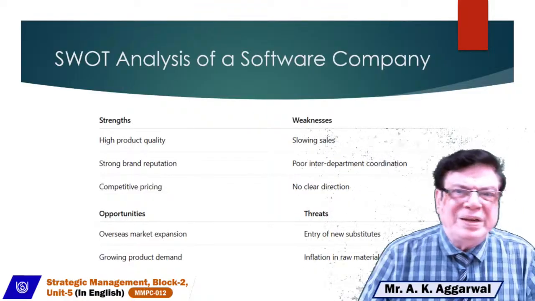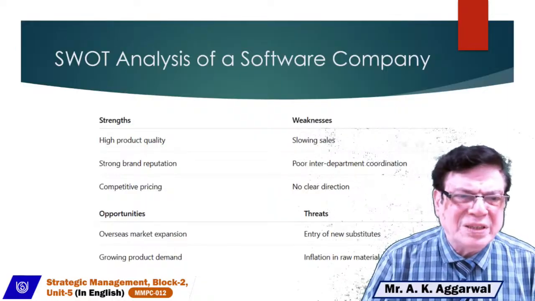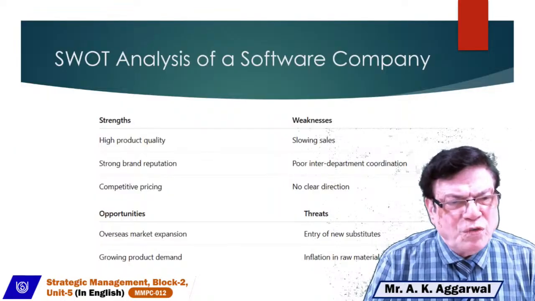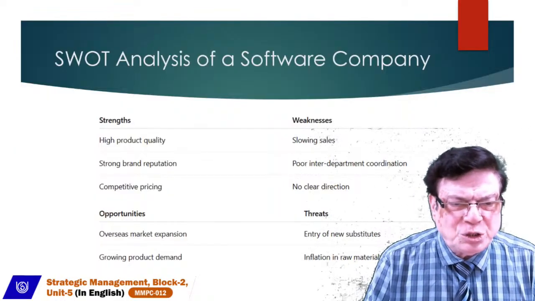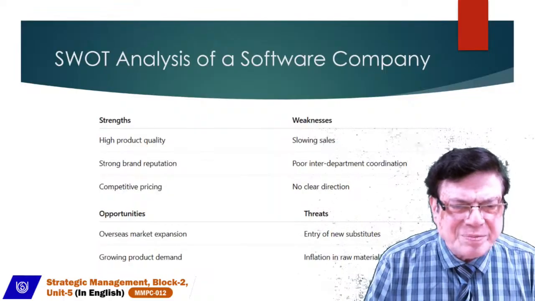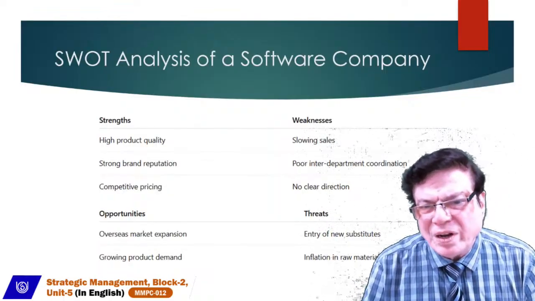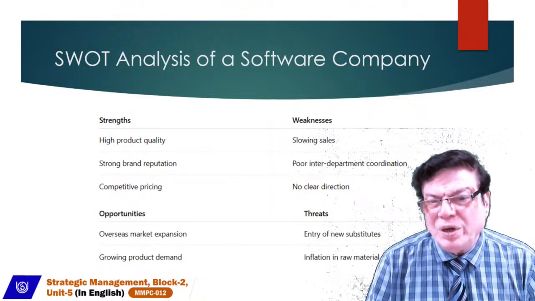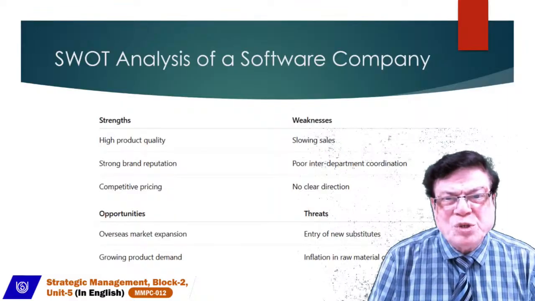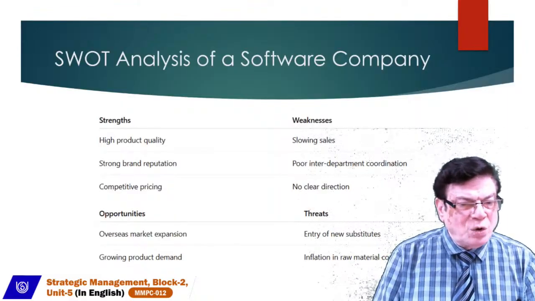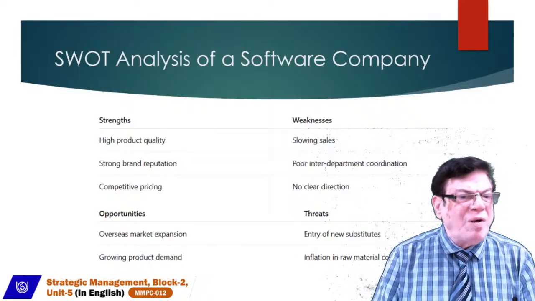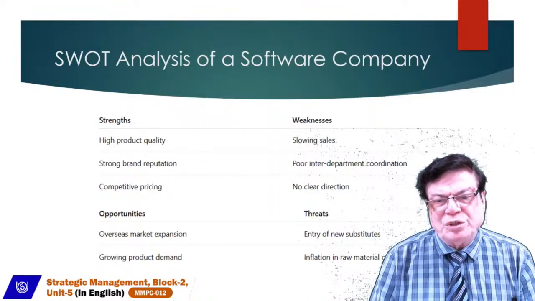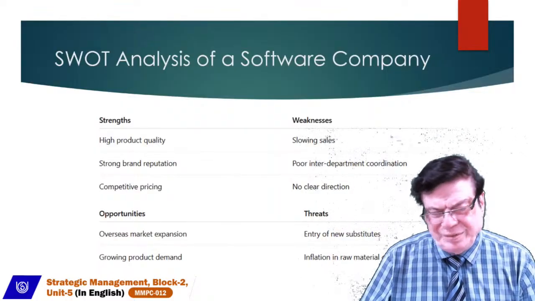So, what are the strengths of the software company? High product quality, strong brand reputation, competitive pricing. What are the weaknesses? Slowing sales, poor inter-department coordination, no clear direction. What are the opportunities? Overseas market expansion, growing product demand. What are the threats? Entry of new substitutes, inflation in raw material costs.